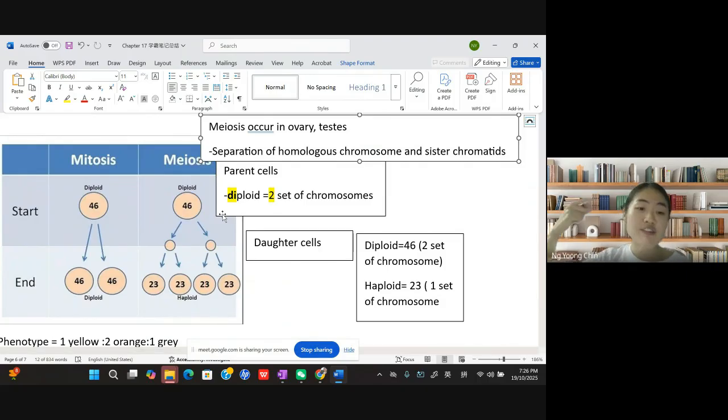For example, if initially their parent cell has about 96, so if you divide by 2, it becomes what? Oh, sorry, I also don't know.